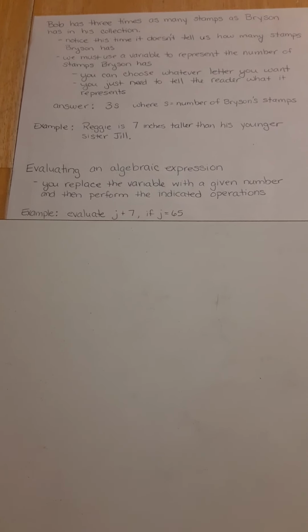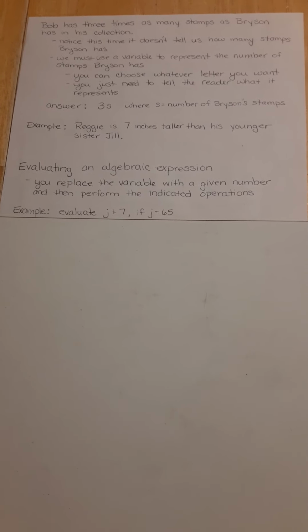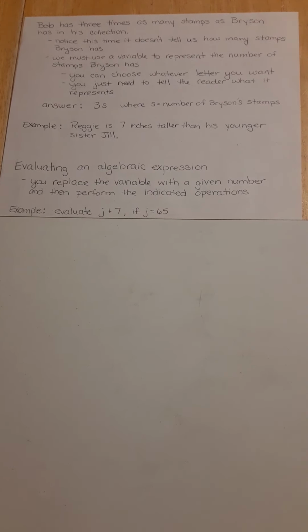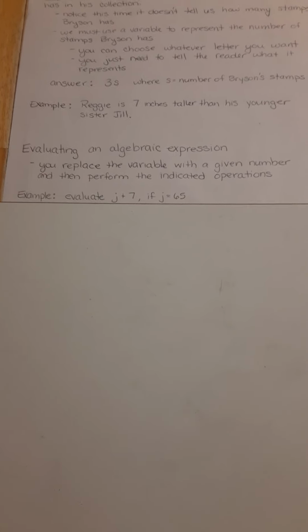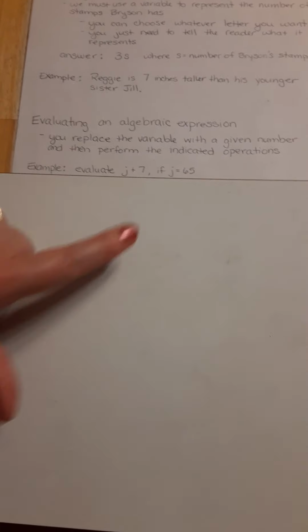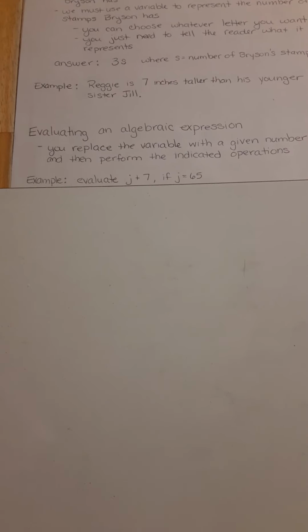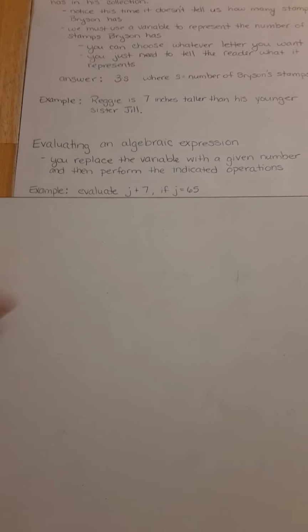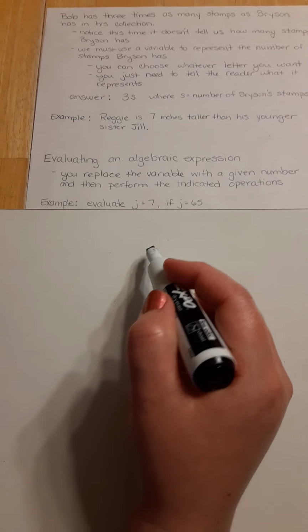So at one time we did not know what J could represent. But later on, we find out that J really represents 65. So we can go ahead and evaluate this algebraic expression now that we know what J is. And that's called evaluating. Okay, so I'm going to evaluate J plus 7 if J is 65.